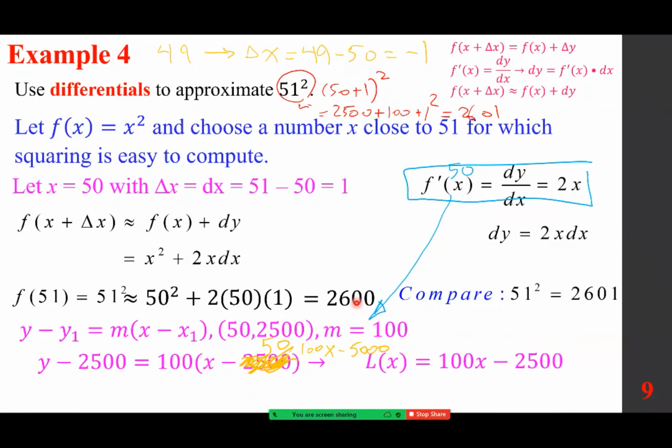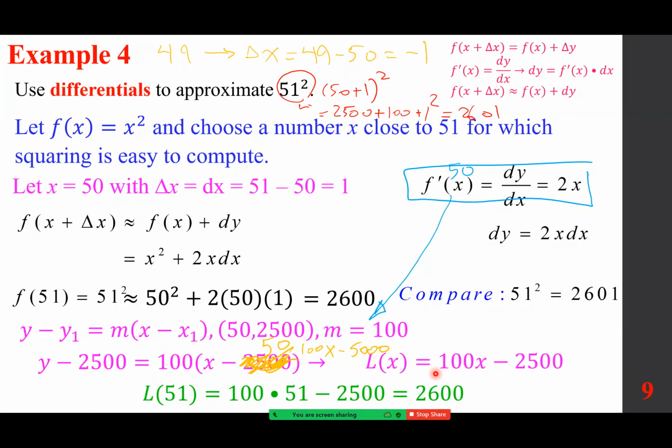And now what do we want? 51 squared. We want L of 51. You can evaluate it using this formula, 100 times 51 minus 2500. And you see you get exactly the same answer here. So linearization and differentials, they must give you the same answer. There's a slight difference in their approach, but ultimately they're the same. I hope everybody's okay with that.